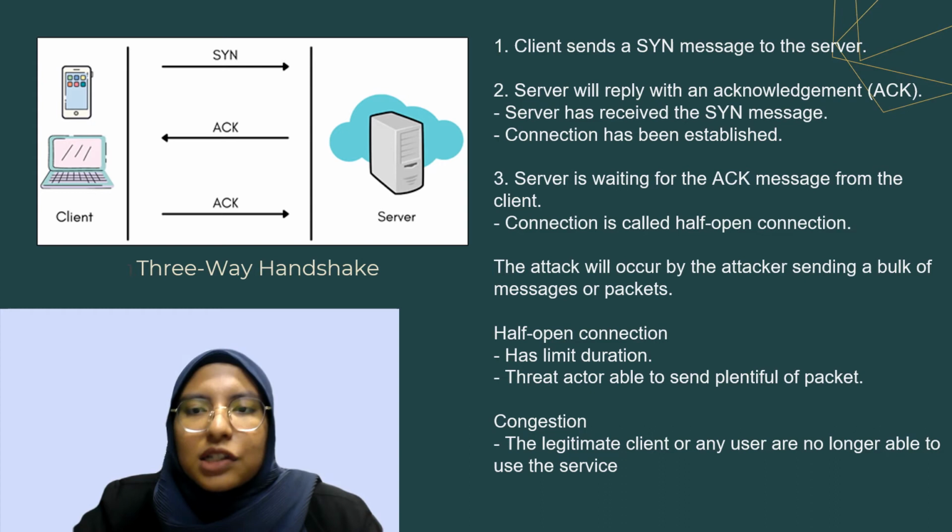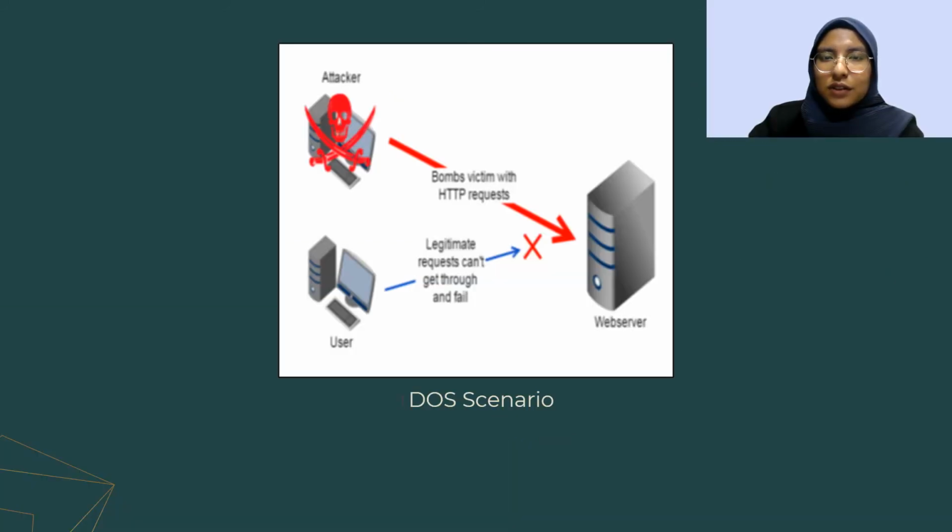At this moment, the connection is called a half-open connection, where the attack occurs by the attacker sending a bulk of messages or packets. Although the half-open connection has a duration limit, threat actors are still able to send plentiful packets. That will result in congestion. When congestion happens, legitimate clients or any users are no longer able to use the service. This is the denial of service attack scenario, where an attacker bombs the victim web server with HTTP requests that result in congestion. When congestion happens, any legitimate request from the user can't get through and will fail.